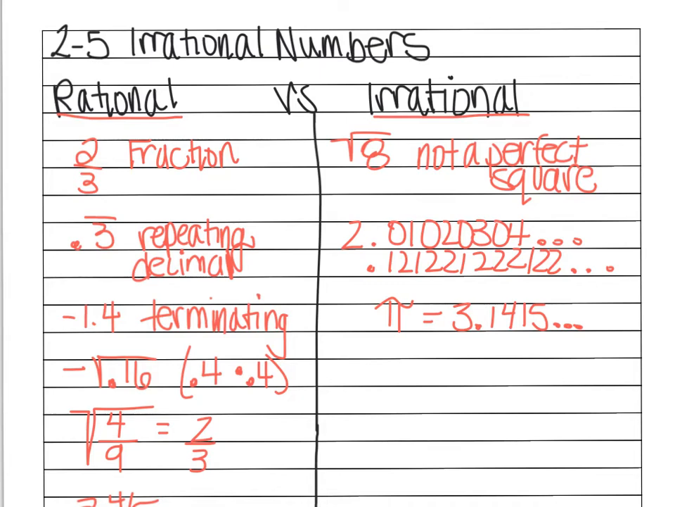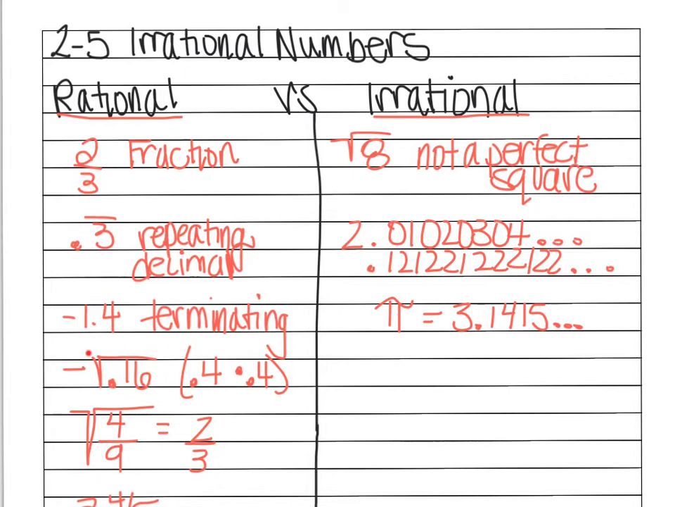Today we are doing 2-5 irrational numbers. We've talked a lot about what rational numbers are in the previous chapter, and we talked about how they can be fractions. They can be repeating decimals, that's what that bar means. That means that 3 goes on forever. It can be terminating, where the decimal stops.